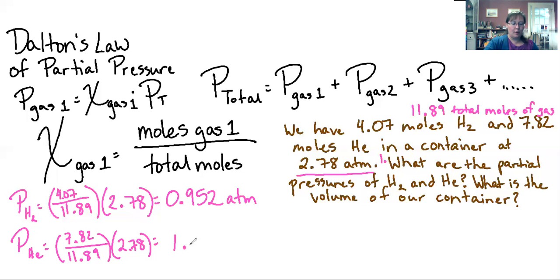And that's 1.828 atmospheres. Now, this is a very important thing to note: if I take these two and add them, 1.828 plus 0.952, I get 2.78.